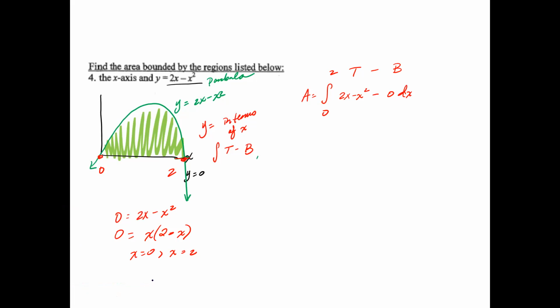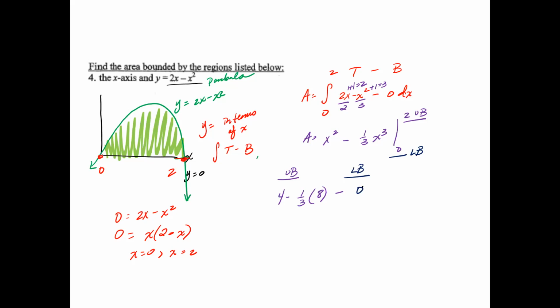And so looking at this here, we're going to just go ahead and integrate this. Area is equal to x squared minus, 2 plus 1 is a 3, divided by 3, 1/3 x cubed. Evaluate this from 0 to 2. Here's your upper bound. Let's plug that in first. So then I have 2 squared, which is 4, minus 1/3 times 2 to the third power, which is 8, minus, plug in the lower bound of 0, so it's just going to be 0.